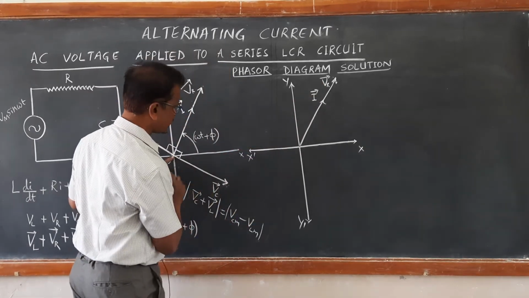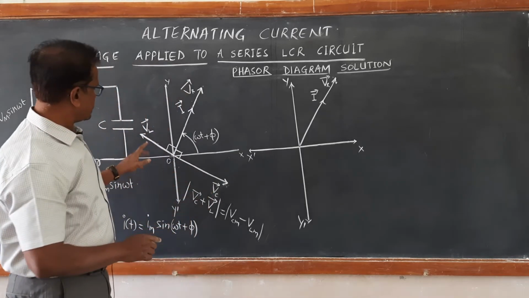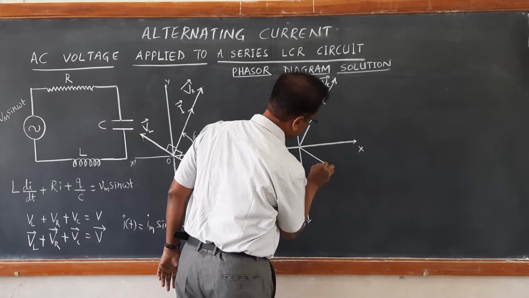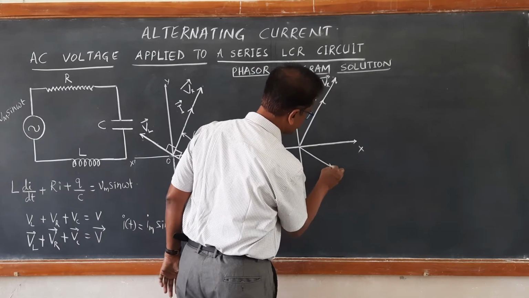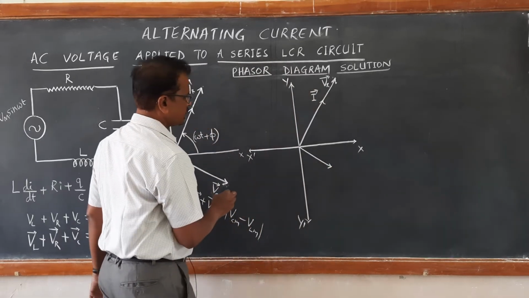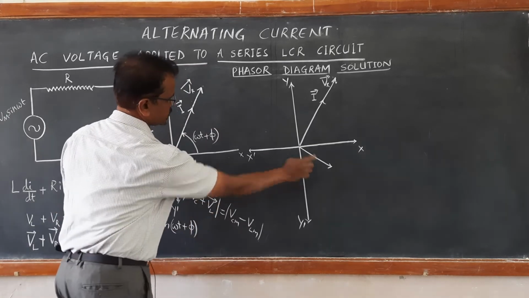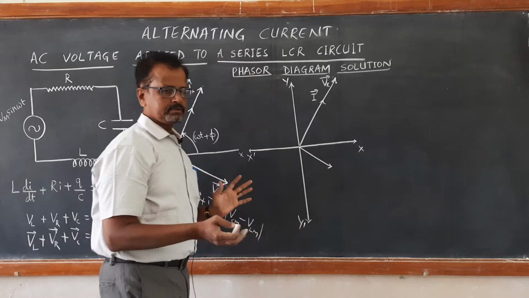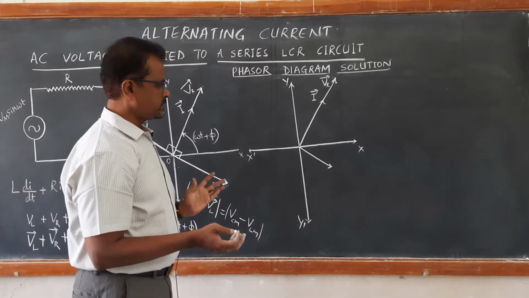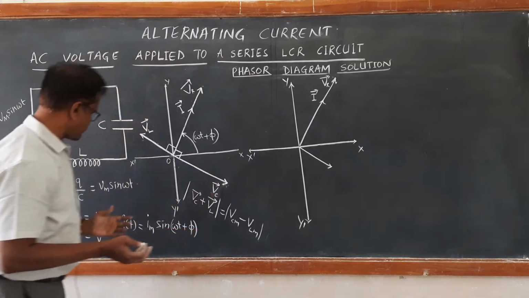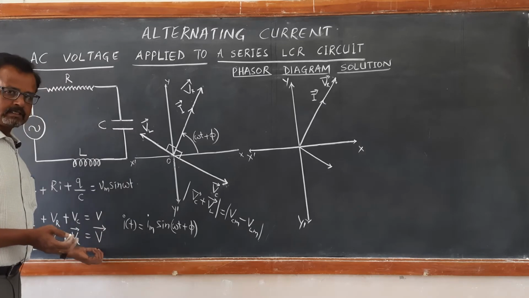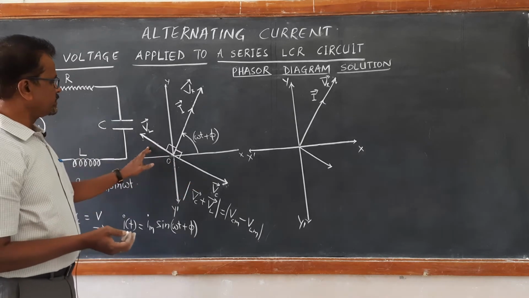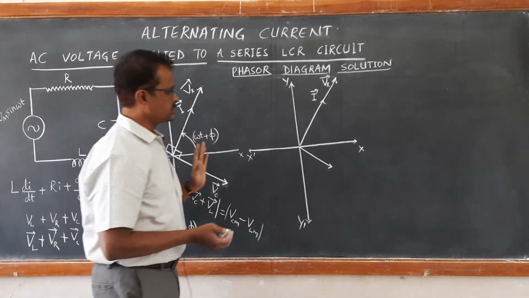And here I am drawing the resultant of VL vector and VC vector. So that will be, let us say, of this magnitude in the same direction. And this is parallel to this. And using these two, I can find out the resultant vector V of all these three, VC, VL and VR, right.